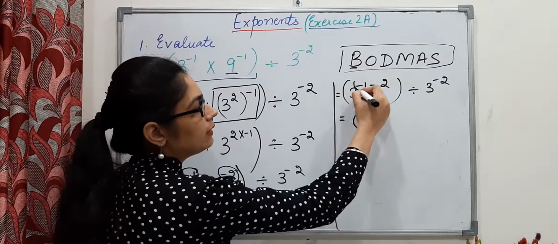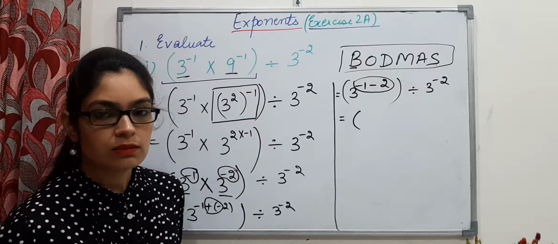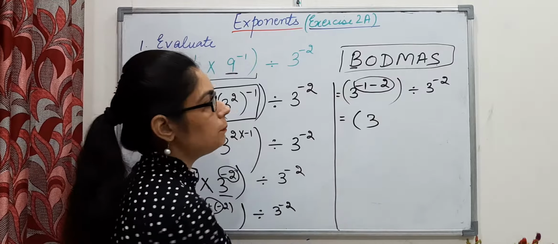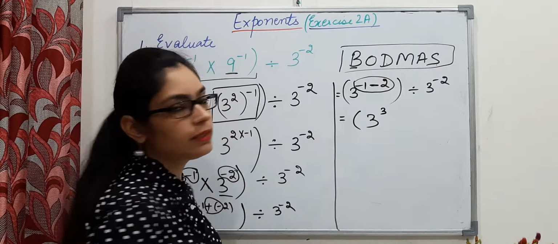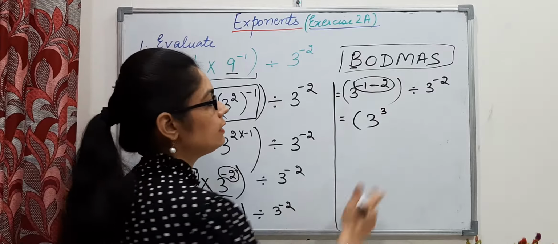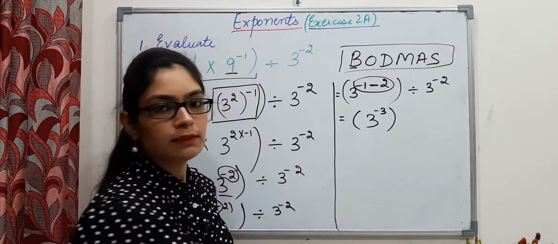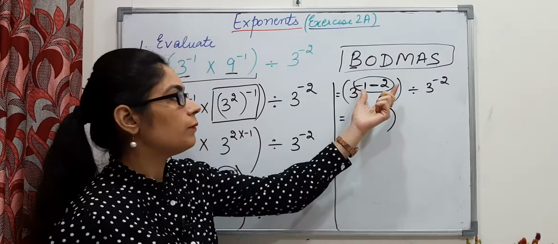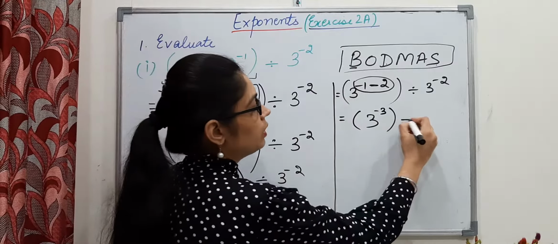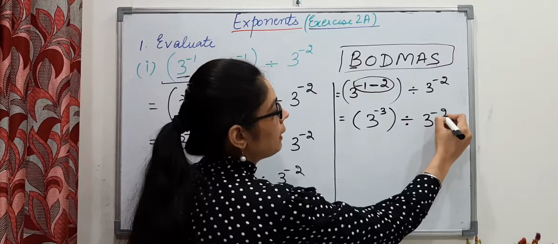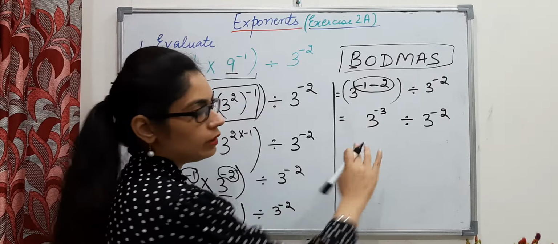Now we will just add these numbers. See, both are negative integers, so we can just add them. Minus minus is plus, so 1 plus 2 is 3, with the sign of the greater number. The greater number has the minus sign, so it will be minus 3. The same way we add simple integers, we add here: minus minus plus, and the sign which is with the greater number. So divided by 3 to the power minus 2. Now we can remove this bracket because we have fully solved it.